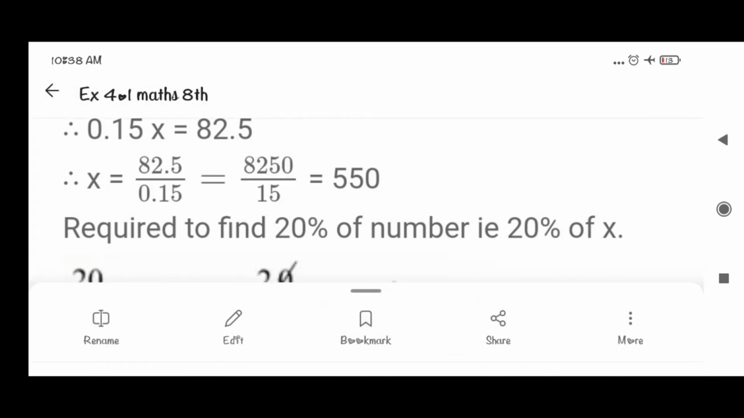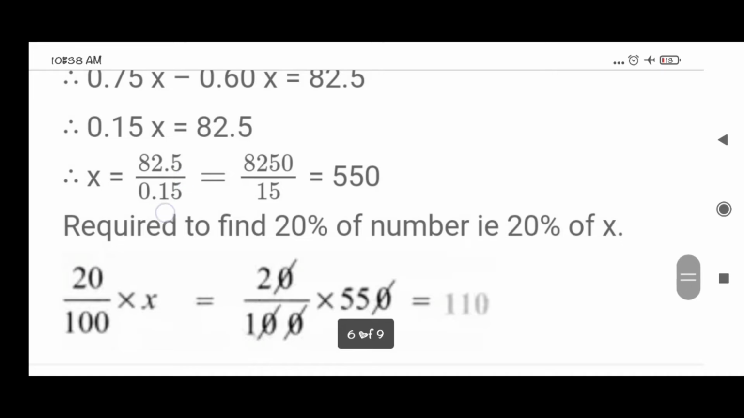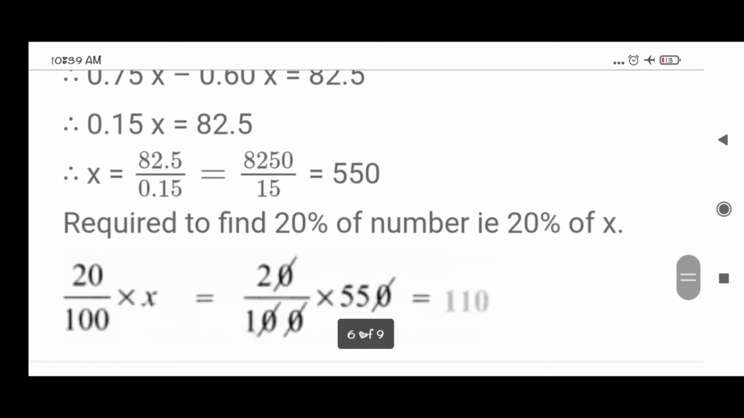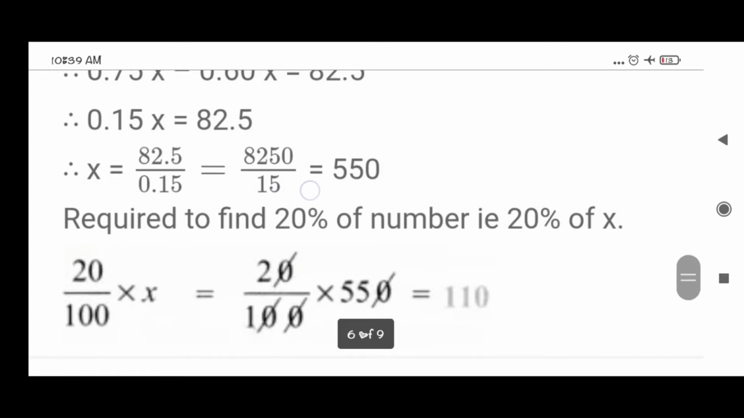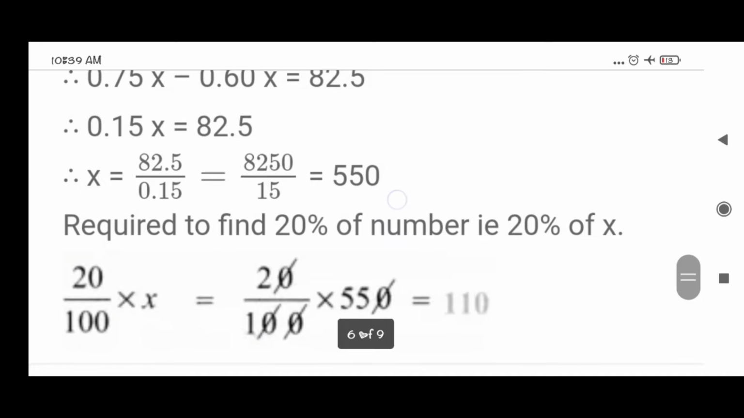Understand? So why are we multiplying with 100? After the decimal here there is 1 digit, here there are 2 digits, the greatest is 2, so we need to multiply with 100. If we have 3 digits after the decimal, we have to multiply with 1000 on both numerator and denominator. So 8250 divided by 15 is equal to 550. When we divide, the answer is 550.